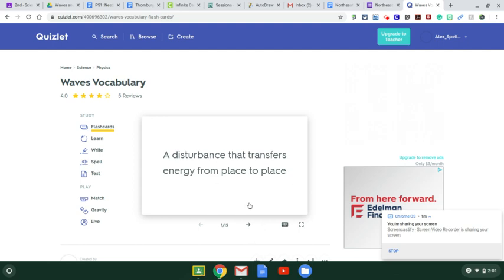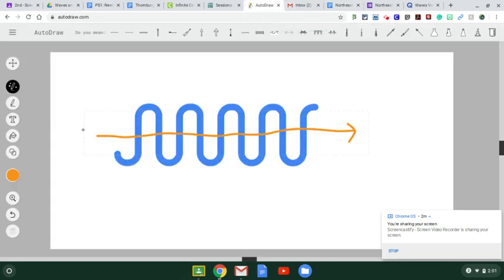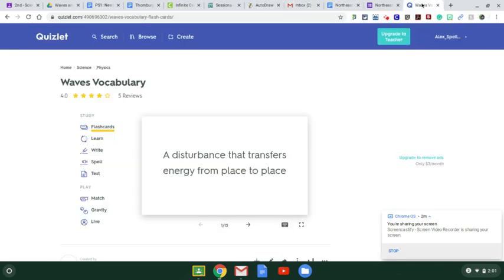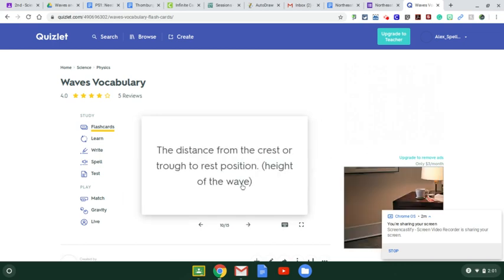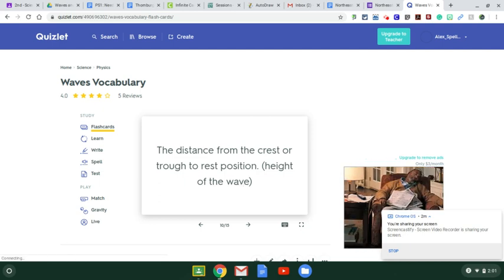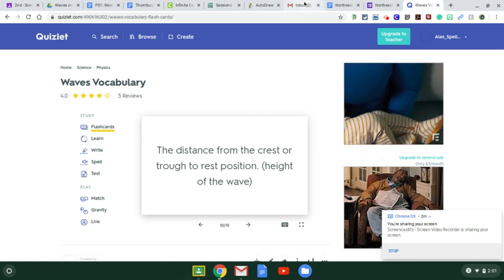The energy is transferred from down here all the way through, just like on the ocean. We also have the word amplitude. Amplitude is the distance from crest to rest position or trough to rest position. It's the height of the wave, the intensity, or the strength.